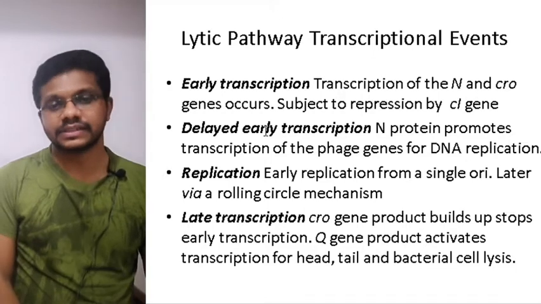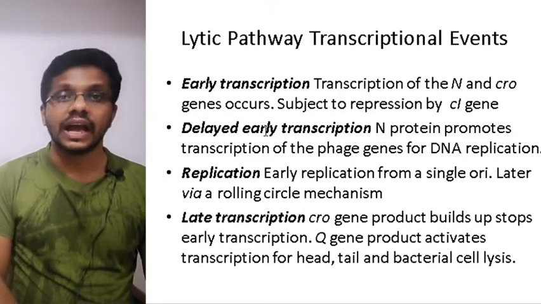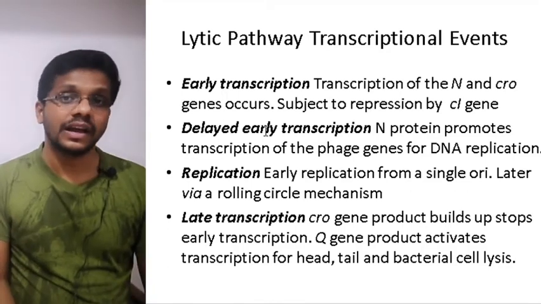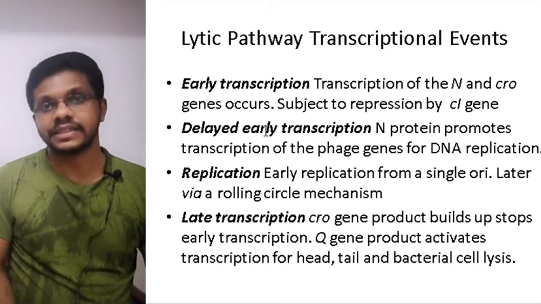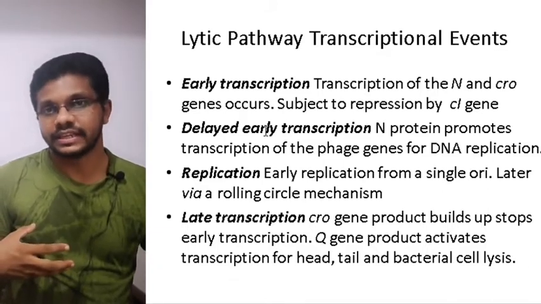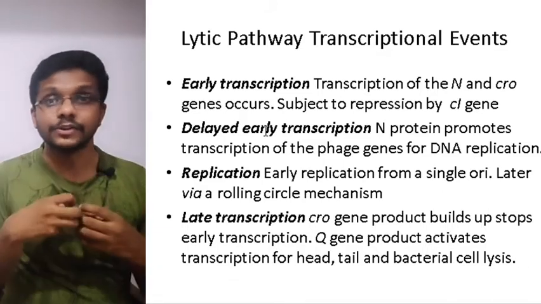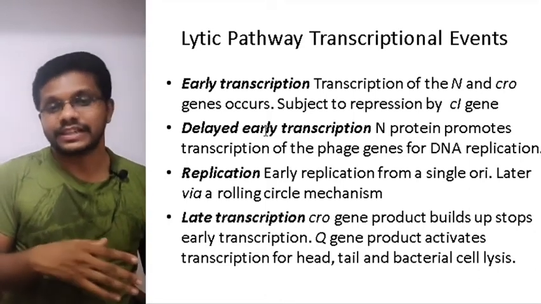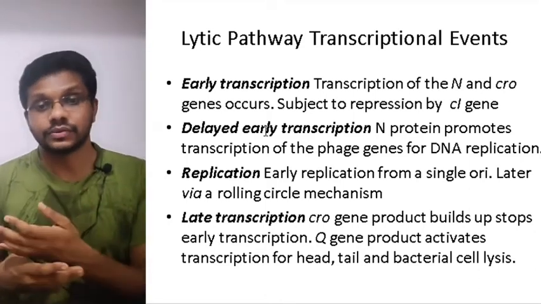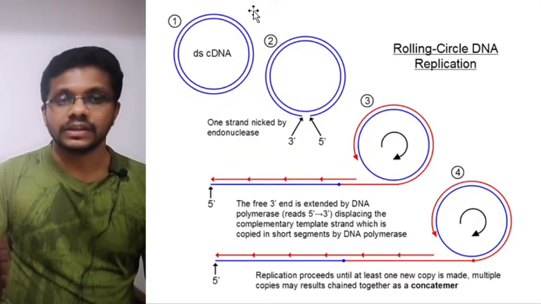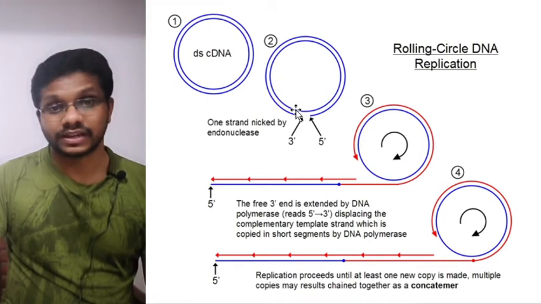Late transcription is initiated by the CRO gene, and it produces the head and tail structural proteins. And after the late transcription, the replication product, that is the concatameric DNA, and the structural proteins are combined to produce a viable phage, which ultimately leads to the lysis of the cell and release of the viral particles into the medium.